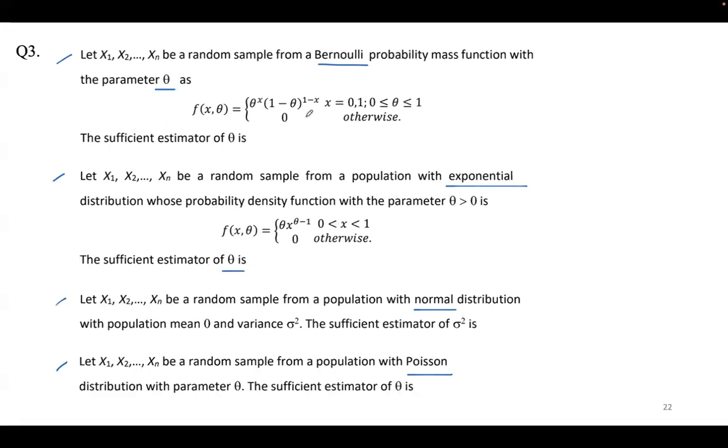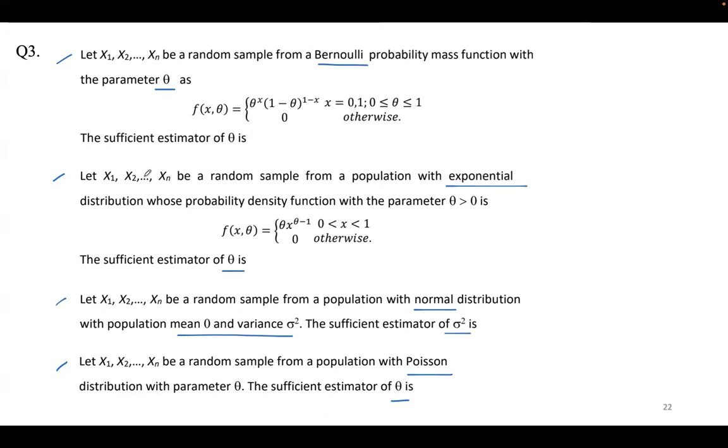So basically, this was analogous to P as you've been writing it earlier. For exponential, this theta is analogous to lambda. In case of normal distribution, here we are saying that the mean is 0 and the variance is sigma square, so we want to estimate sigma square. And for Poisson distribution, we also write that as lambda, so that's theta here. Okay. So now what we want to do is find out the sufficient estimator in each of these cases.